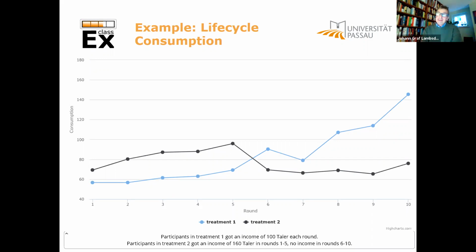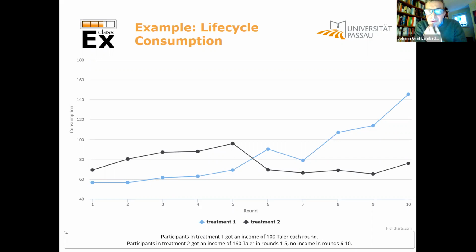And the interesting thing is this particular treatment here. Here you see the treatments. Participants in treatment 1 got an income of $100 each round. And the second treatment, participants in treatment 2 got an income of $160 in rounds 1 to 5 and no income in rounds 6 to 10.